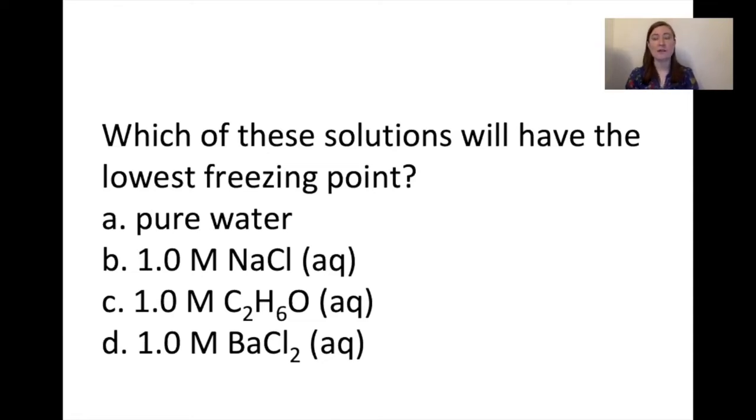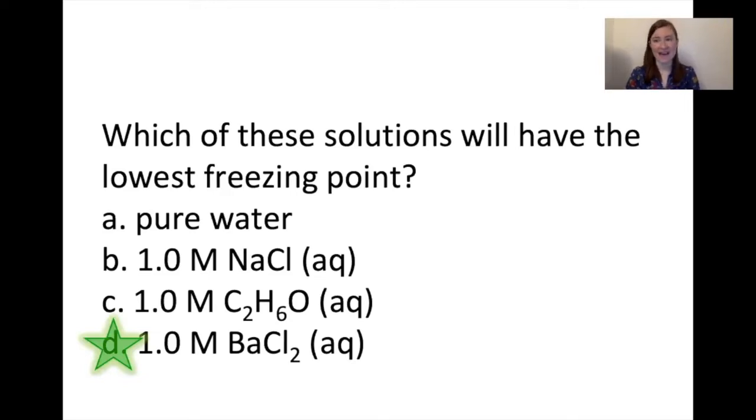Now we talked about the fact that the more particles you have dissolved into the water, the more disruption there is to freezing, the harder it is to freeze. And so whichever of these substances has the most concentration of particles dissolved into the water will have the lowest freezing point. So you might think B, C, and D would all have the same freezing point because they all have a 1 molar solution, but actually they don't all have the same freezing point. The solution that has the lowest freezing point is answer choice D, right, BaCl2.